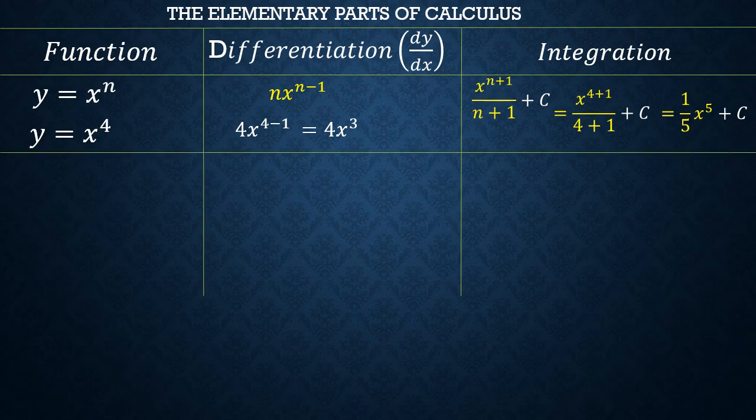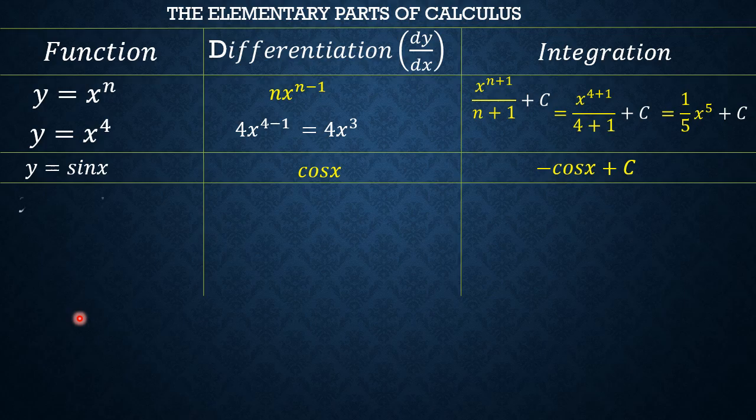Great. What if we have a function such as y equals sine x, that is trig functions? Differentiating that, guys, gives us positive cosine of x. Integrating sine x gives us negative the cosine of x plus c. Great. That's what we have, friends. What if we have a function such as y equals the cosine of x? Differentiating that, guys, gives us what? Negative sine of x. Integrating that gives us positive sine of x plus c.